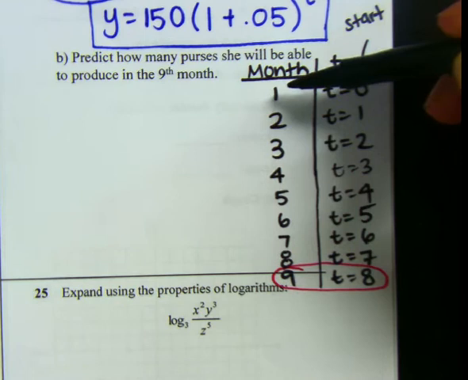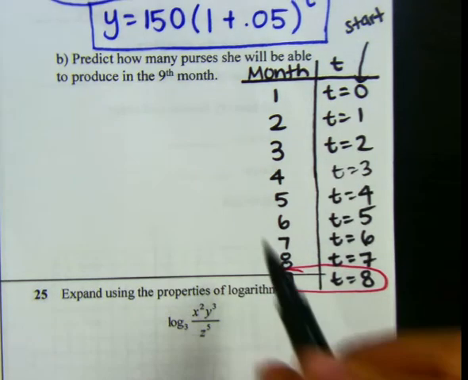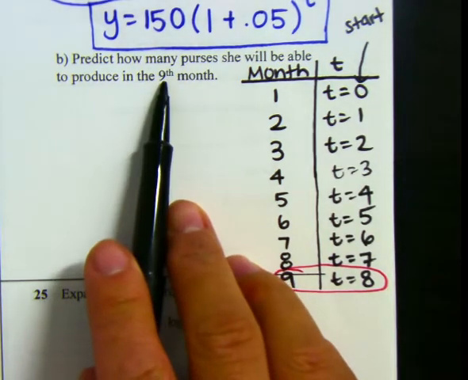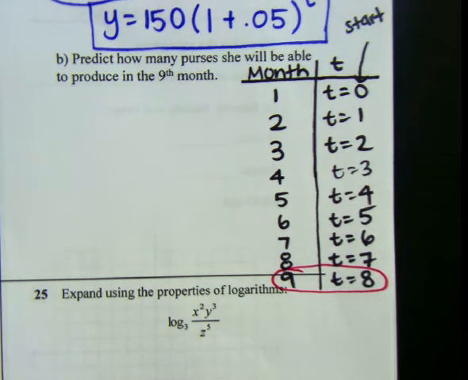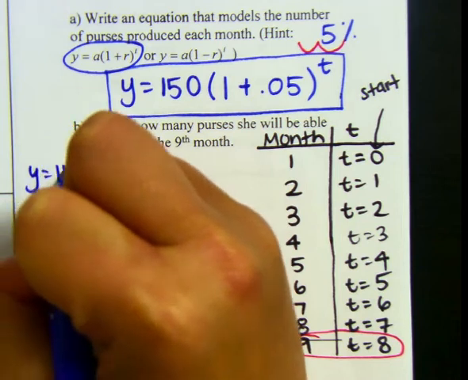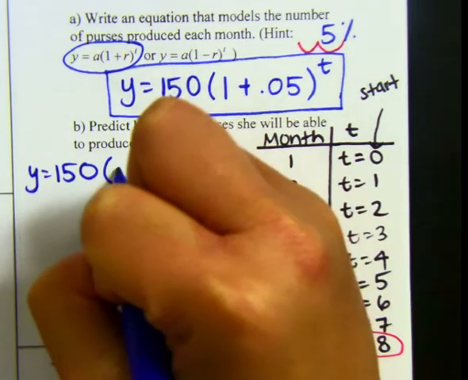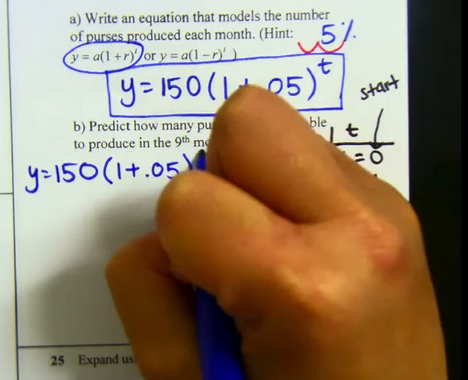I know this one's tricky, because we started with the first month, she already produced purses in the first month. So we say that T equals 0. Right now, your thought is to plug in the 9 here. That's not the case. We have to plug in T equals 8 into the equation that we produced in part A. So that's 150 times 1 plus 0.05 to the 8th.